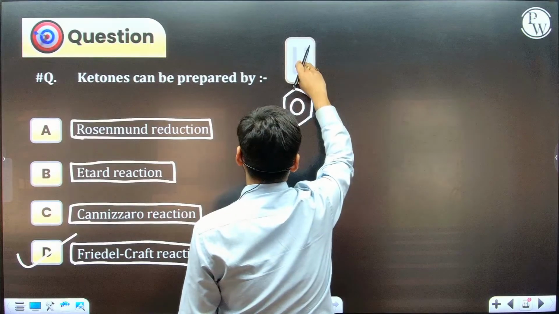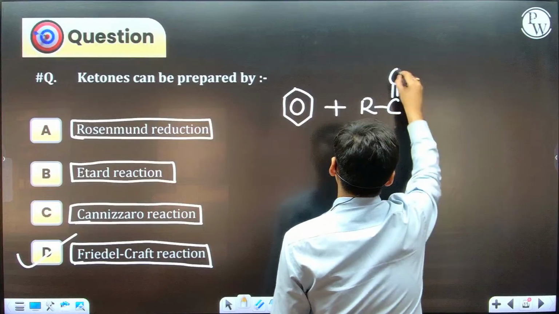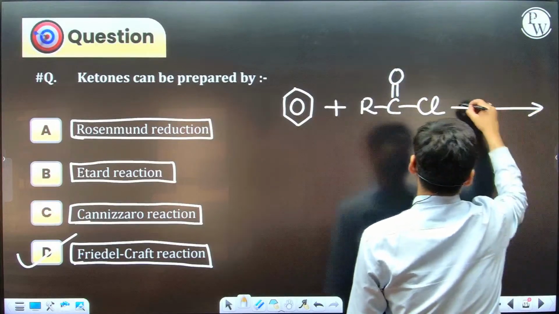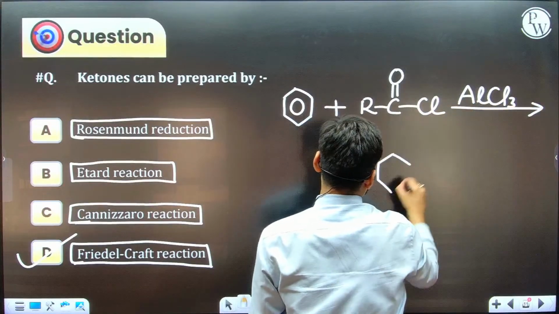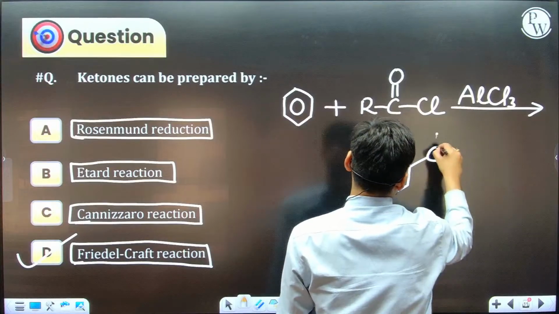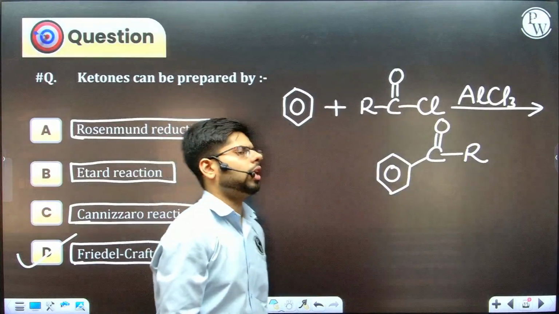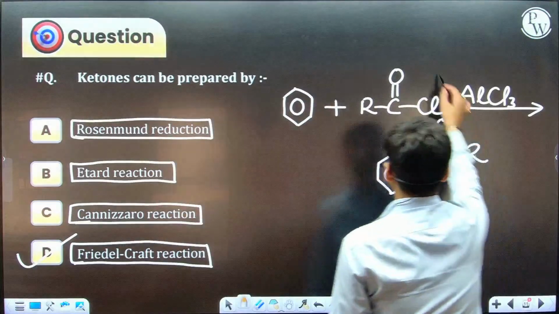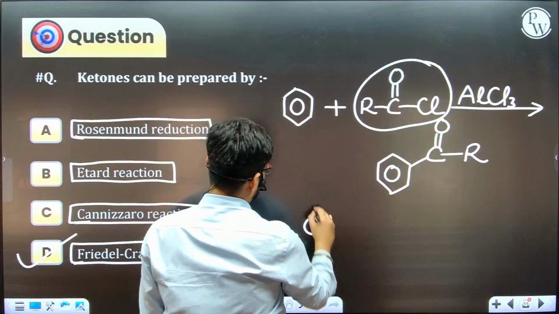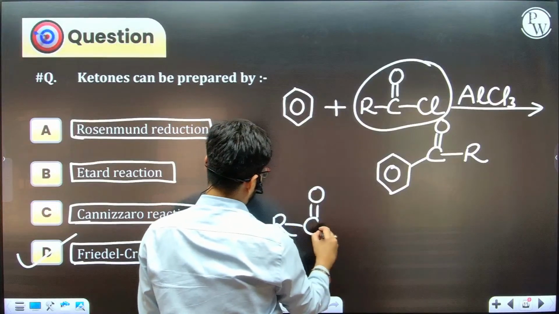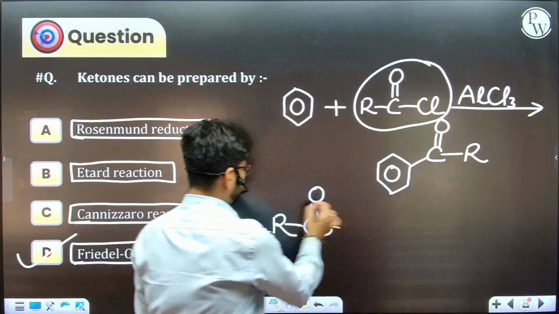Let's say I have benzene and I treat benzene with RCOCl in the presence of anhydrous aluminum chloride. So what will happen? I'll get a ketone. So this will be the product. So I have obtained a ketone. This is Friedel-Crafts acylation. This is an acid chloride, right? What happens here? This electrophile is generated, and then this electrophile is attacked by the benzene ring and we get this. So this is the electrophile here.